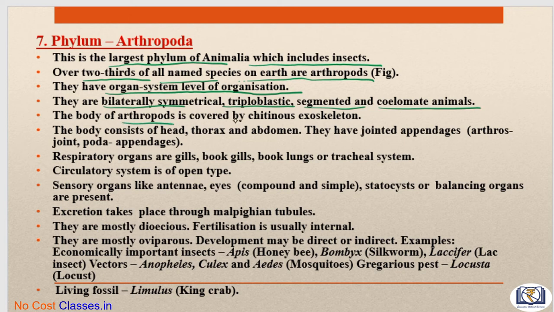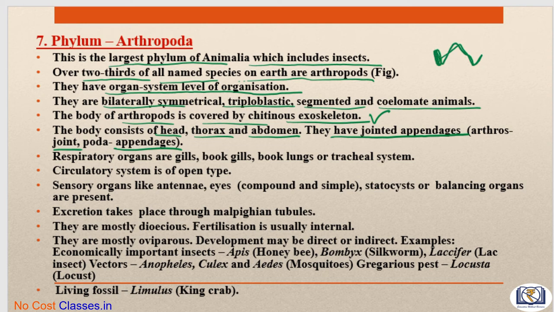The arthropods are covered with a chitinous exoskeleton. Important point exclusively for this phylum. The body consists of head, thorax, and abdomen. The division of the body into head, thorax, and abdomen. They have jointed appendages, very important for this phylum only. The arthropods have jointed appendages. Have you ever seen the grasshopper or the cockroach? They have a leg like this.